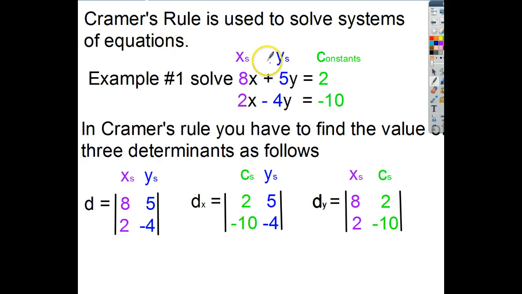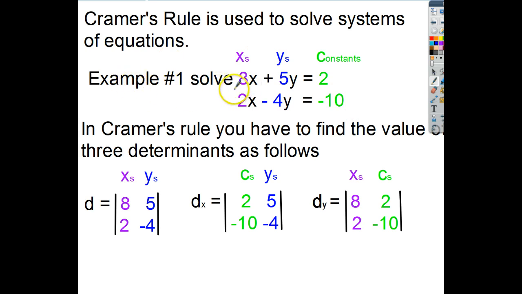All right, now let's talk about Cramer's rule. Cramer's rule is used to solve systems of equations. Okay, and so here's our system of equations right here, and I've conveniently marked the coefficients of the x in a certain color and the y's in a certain color, and I'm going to call these the constants over here. The problem that we're going to get is not going to be color coded, but this is sort of to help our understanding.